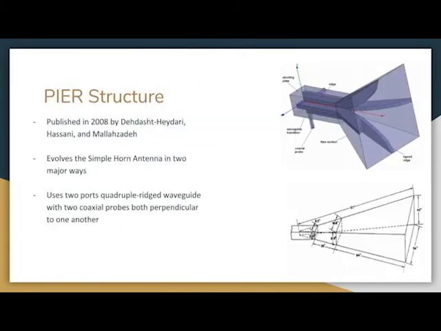We chose a paper from the Journal for Progress in Electromagnetic Research. Our article was published in 2008 by Tadashi Hadari, Hassani, and Malahazde. The main adjustments made to the basic horn antenna was the introduction of a quadruple ridge waveguide with two coaxial probes inserted. They also continued the waveguide in order to match the horn antenna by flaring out the ridges near the transmitting end of the antenna.